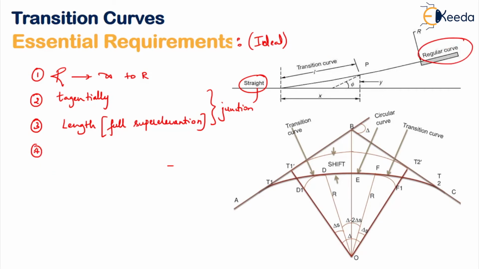Next, the fourth essential requirement is the rate of increase of curvature as well as of super elevation. These both rates of increase should be the same. If it has different rates of increase of curvature and super elevation, then the transition curve is not perfect. So these are some of the essential requirements that an ideal transition curve should have. Hope you have understood it. Thank you.